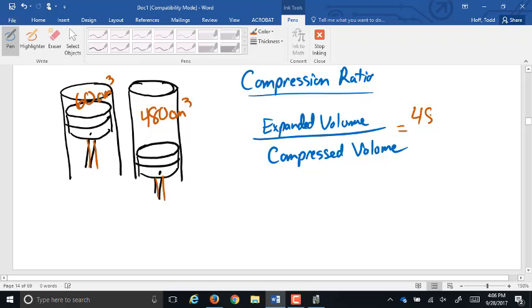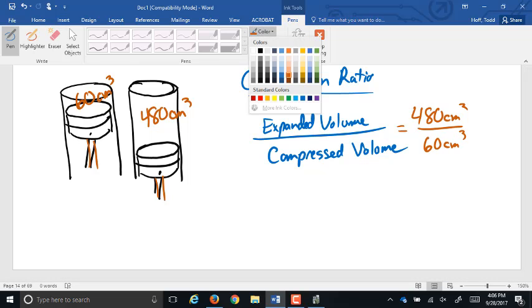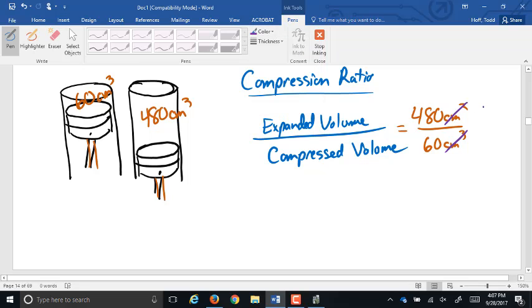So that would be 480 centimeters cubed over 60 centimeters cubed. Of course, the centimeters cubed cancels out. What else divides out? 10 will divide out. That gives me 48 over 6. What else? Both will divide by 6. 48 divided by 6 is 8. 6 divided by 6 is 1. So it's an 8 to 1.